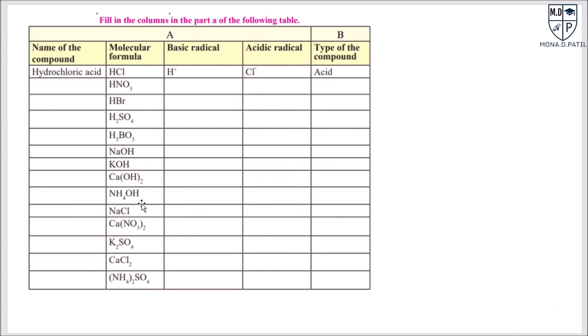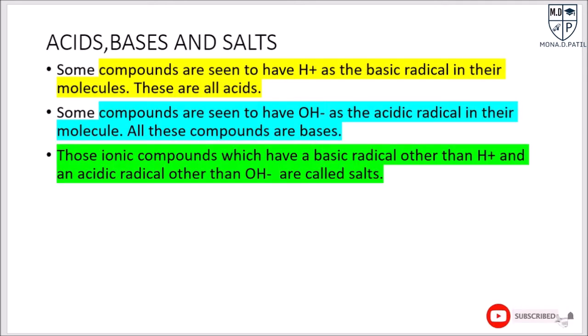Okay, the next ones are the salts. Here, instead of H plus ion there will be Na plus, and instead of OH minus there will be Cl minus. So there is no H plus and no OH minus; rather, other basic and acidic radicals are present. Such a compound is called a neutral type of compound, and almost all of them are salts. Then, acid, base and salt.